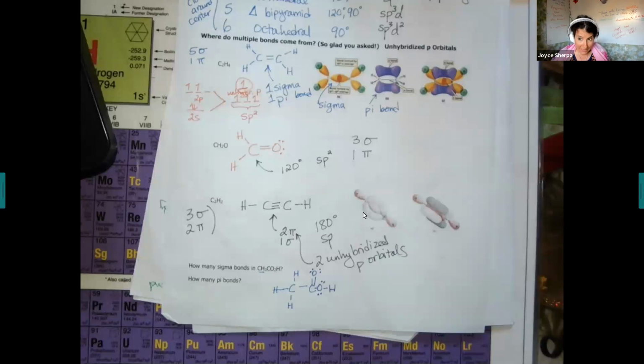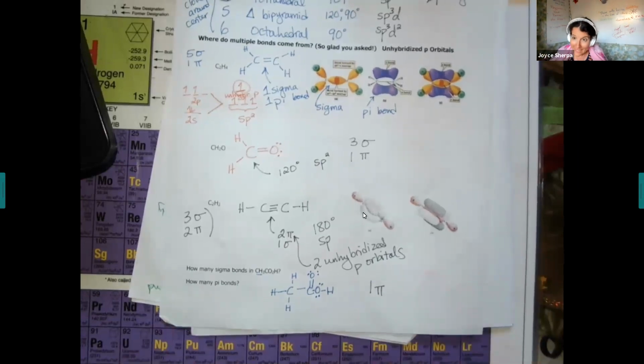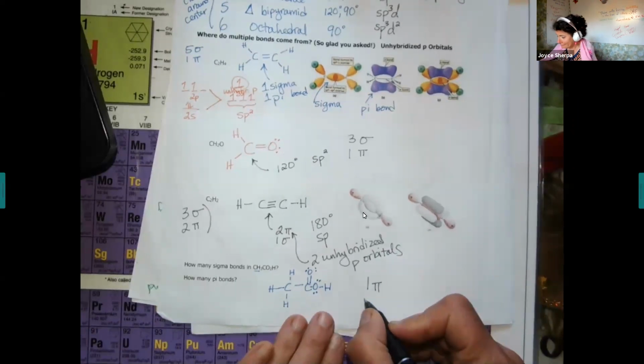So, given that picture, how many pi bonds? Pi bonds are easy. You look for doubles and triples. I see 1 pi bond. Now, how many sigma bonds? Works so much better when we're live. 7? I count 7.